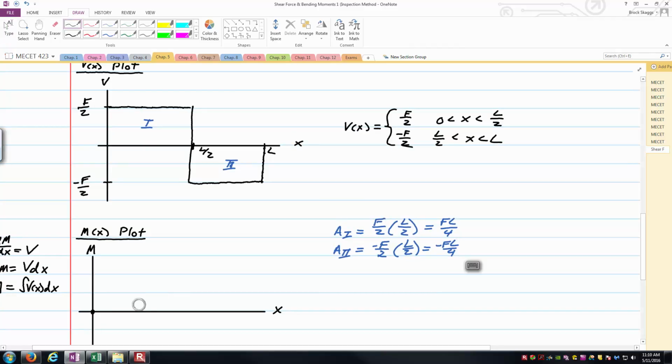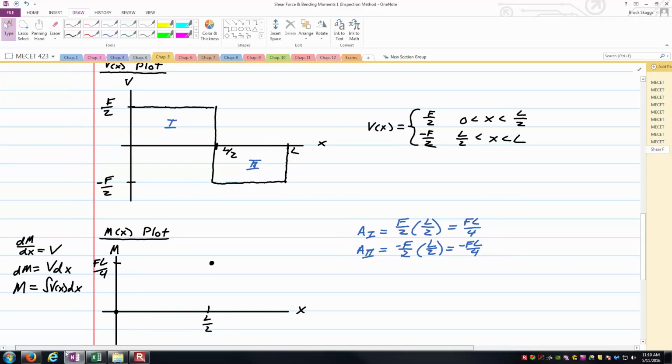And so we know if it's starting at 0, and by the time I get to L over 2, I've got to increase by area 1. That means at that point, I've got to be at a magnitude of FL over 4. So I can now plot this point right about here. The next question is, okay, I know 2 points. How do I connect the points? Is it a straight line? Is it a curve? So on and so forth.